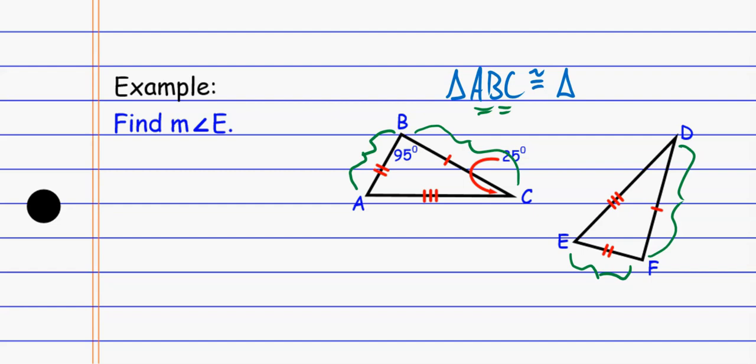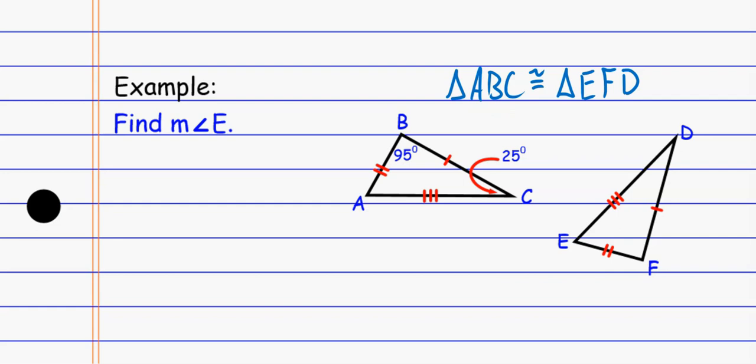So this one has to go E, F, F, D. So E, F, D. And notice the last side that matches up, ED, is congruent to AC. So the labeling here, once again, becomes very important to make sure that the right pieces match up. Okay, and now that those are matched up, we can see which angles match up.